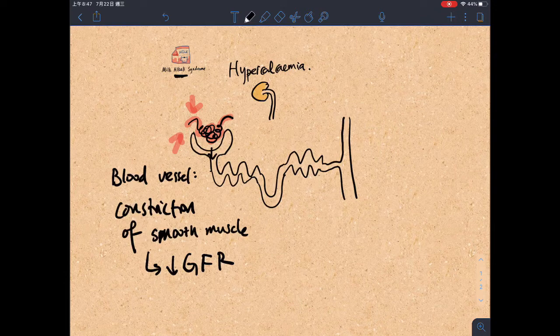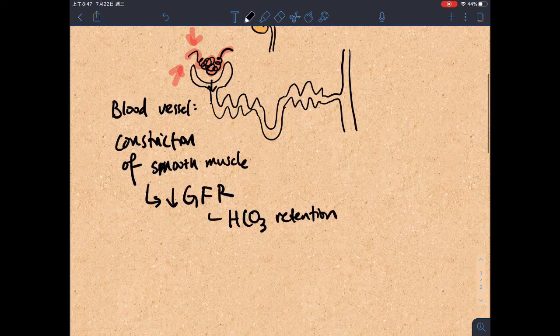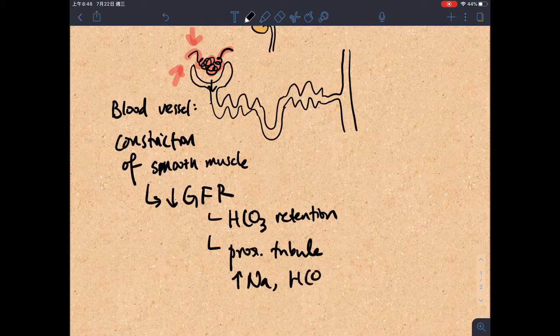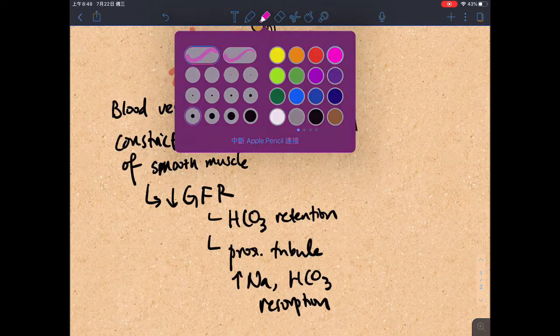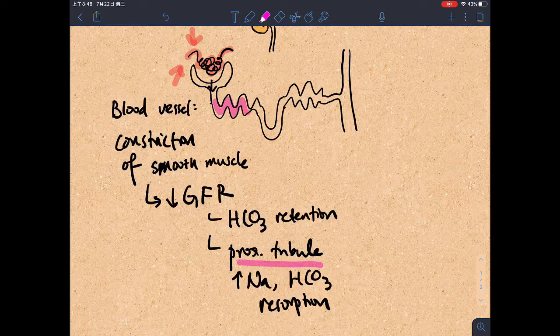So how does it affect the acid-base balance? Well, because you have less glomerular filtration rate, quite literally, there's less of the bicarbonate going into the tubules from our blood. So we have bicarbonate retention. They just stay in the blood because they never got to the tubule. Also, decreased glomerular filtration rate has an effect on our proximal tubule to increase sodium and bicarbonate resorption. So it also acts on our proximal tubule.